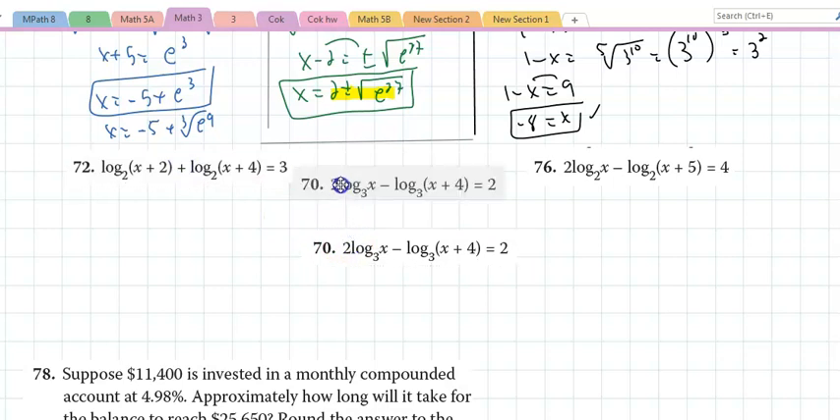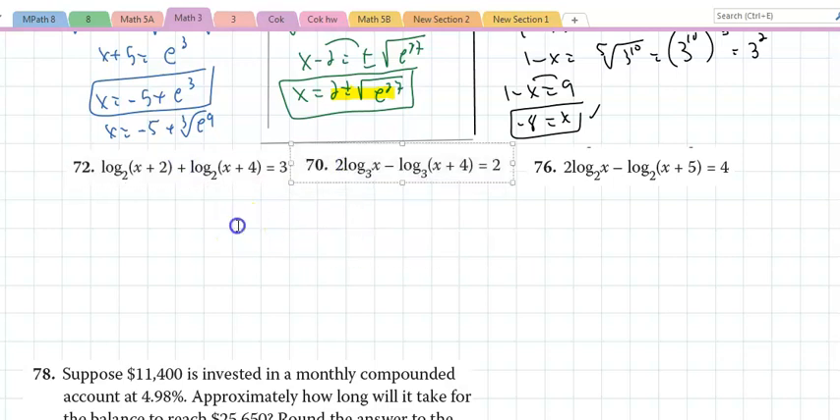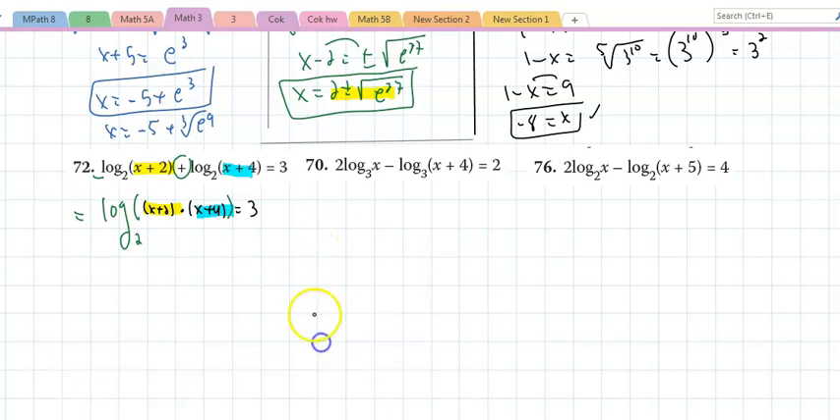I have 2 logs. So I'm looking, those 3 are almost the same. Let me tackle number 72 first. So when I glance at that, I say, okay, well, I have 2 logs with a plus in between. If the coefficients are 1, I know how to combine into a single log. And how does that work? You would write whatever this is times whatever this is, remember? So that's x plus 2 times x plus 4. I'm not solving, I'm not working anything out, I'm just combining 2 logs into 1. And now I could say this is the log base 2.